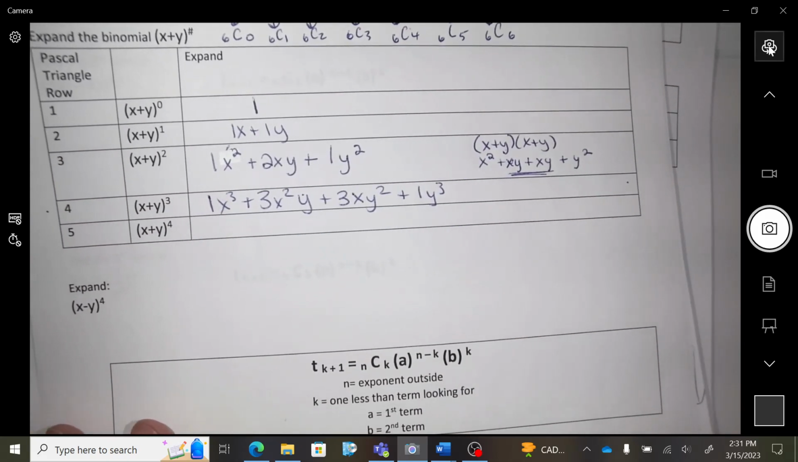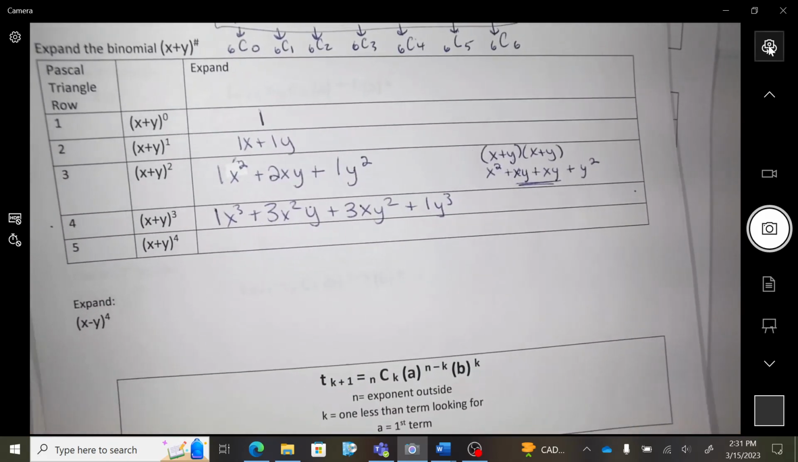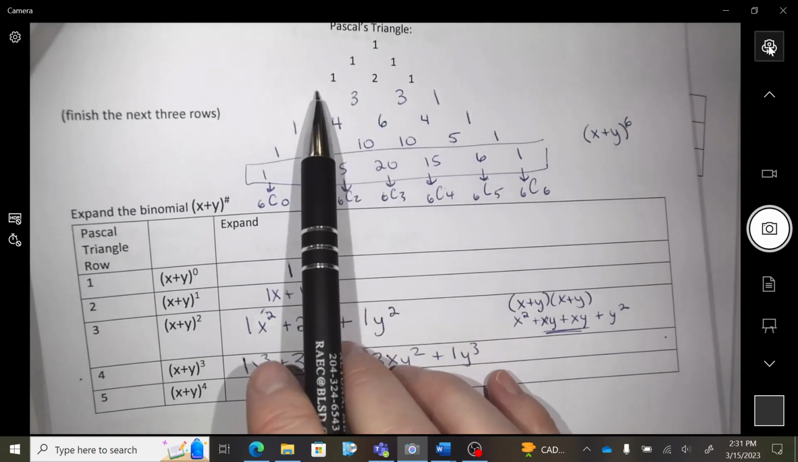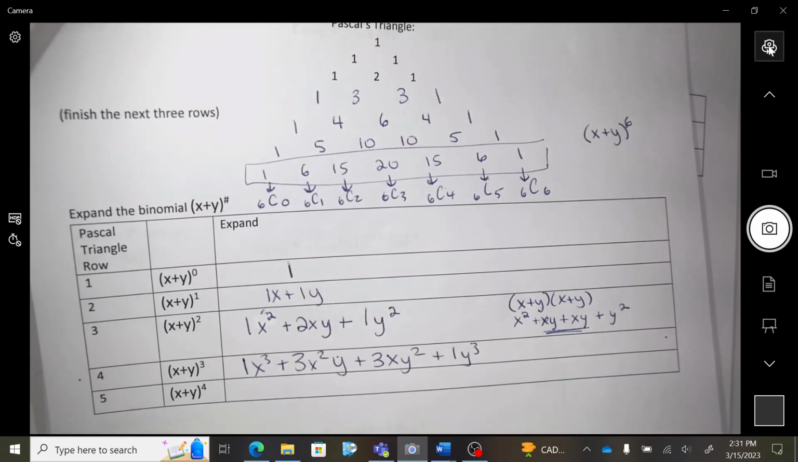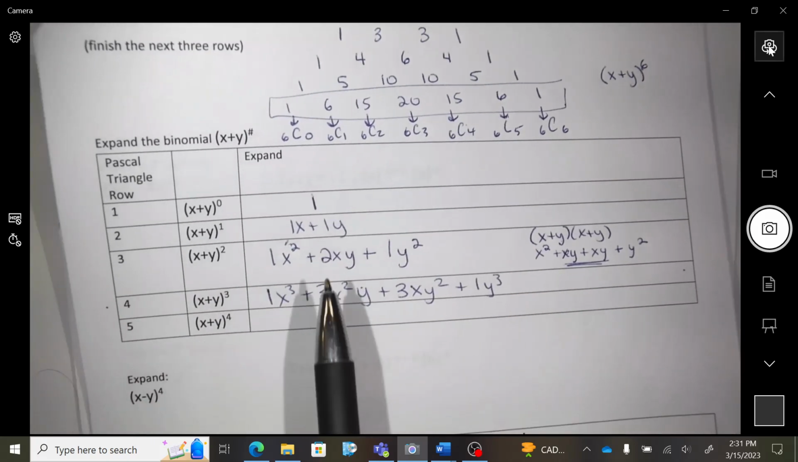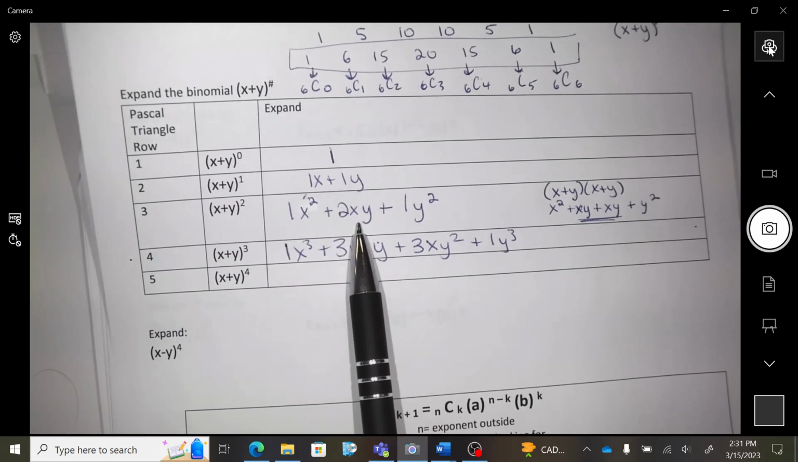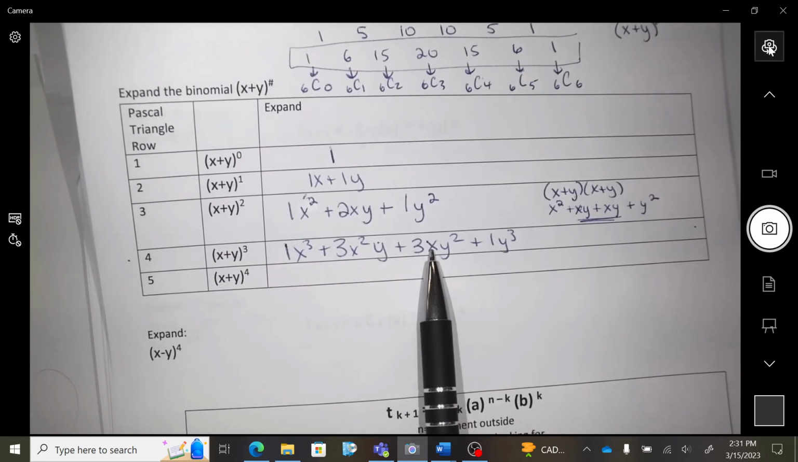Now, are you seeing anything? Look at your triangle above. Is there any connections? Do you see anything happening? This had a 1 coefficient, 1 coefficient. This has a 1, 2, 1. This has a 1, 3, 3, 1.